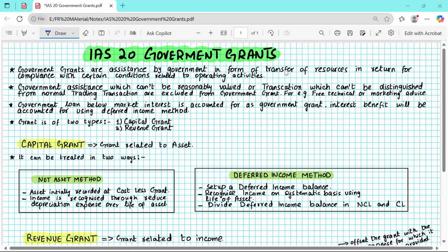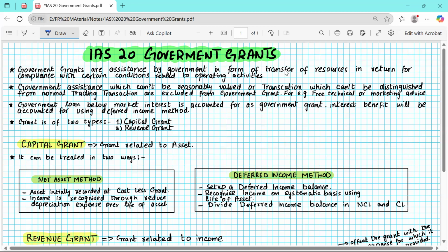Okay, clear? Government loan below market interest is accounted for as a government grant. The interest benefit will be accounted for using the deferred income method. We will do what the deferred income method is later, but here you just need to know that if government is giving you a loan below the market interest, then that is also a government grant.